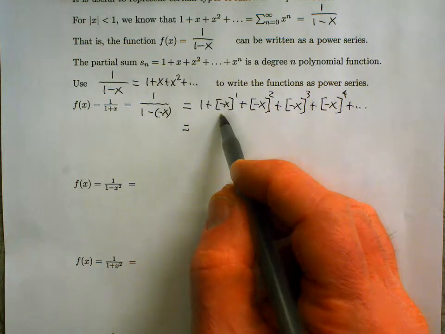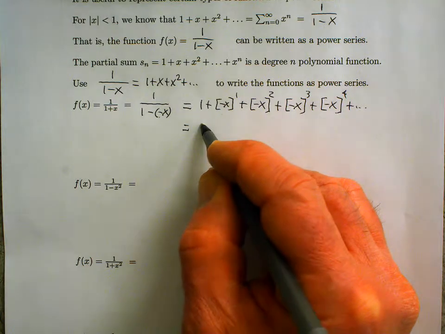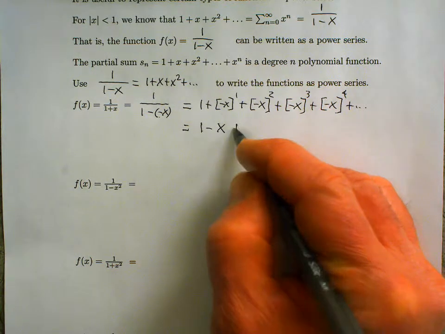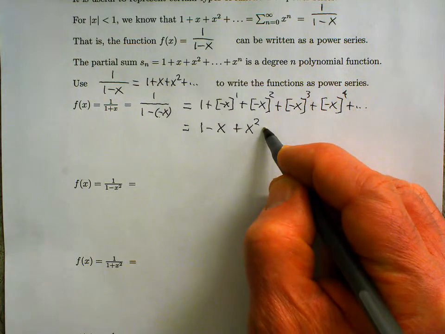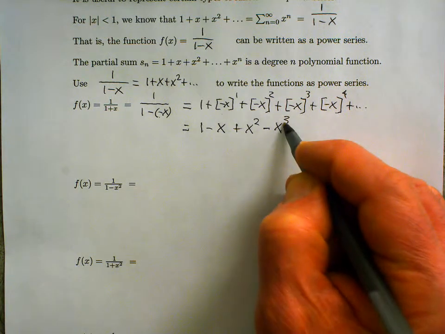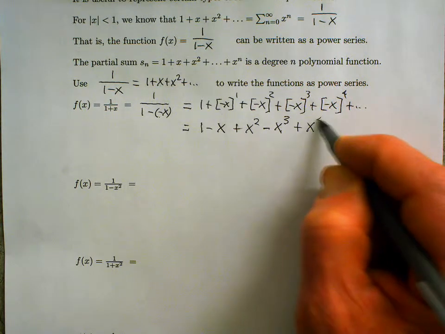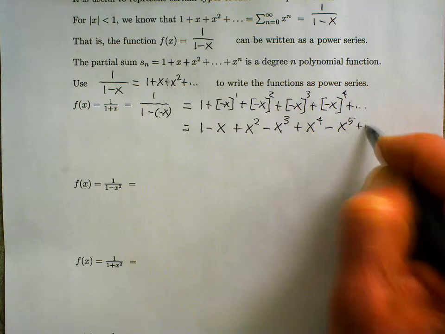The number negative x to the first is negative x. So instead of writing 1 plus negative x, we write 1 minus x. And then the next one is plus x to the second. The next one after that is minus x to the third. The one that follows that is plus x to the fourth. After that is minus x to the fifth, and so on.